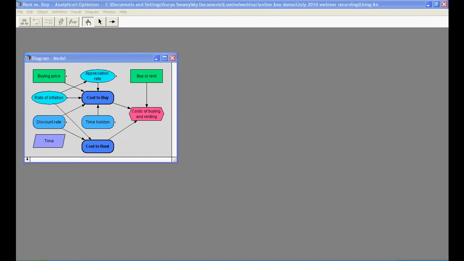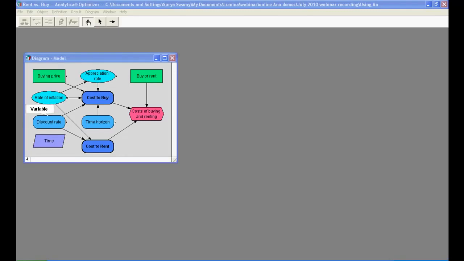Each node shape in the influence diagram has a certain meaning. The green rectangular nodes are called decision nodes and are usually things the decision maker has the power to control. For example, whether or not to buy a house. The oval nodes are called chance variables and represent uncertain quantities that cannot be controlled directly. For example, the rate of inflation over the time horizon.